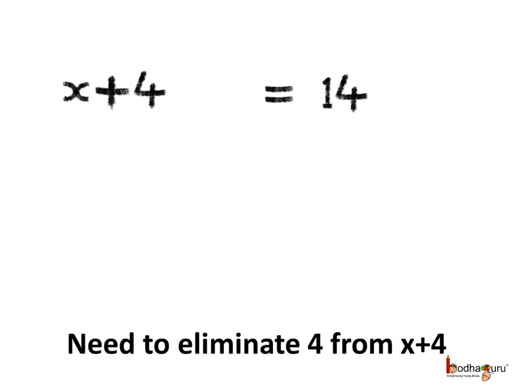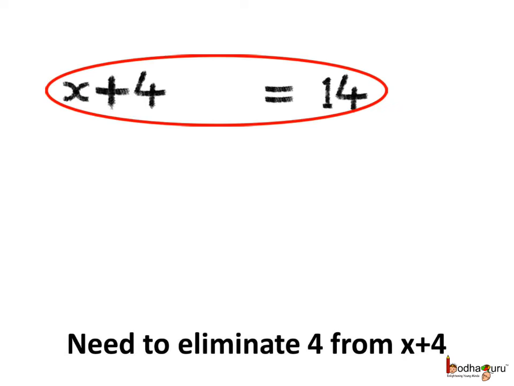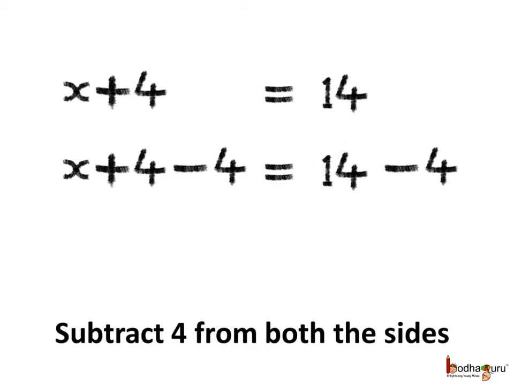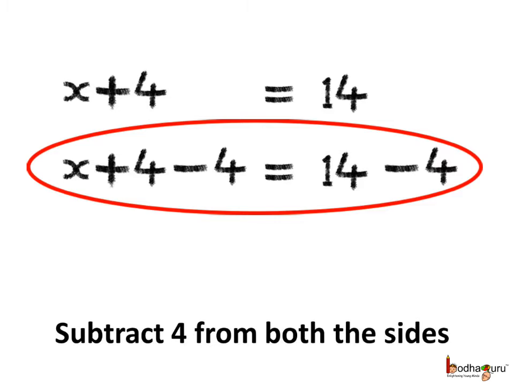Now to solve this equation x plus 4 equal to 14, we need to eliminate 4 from the left hand side. So we will subtract 4 from the left hand side. Now as it is an equation, we need to subtract 4 from the other side too. So we subtract 4 from both the sides, and hence the equation becomes x plus 4 minus 4 is equal to 14 minus 4.